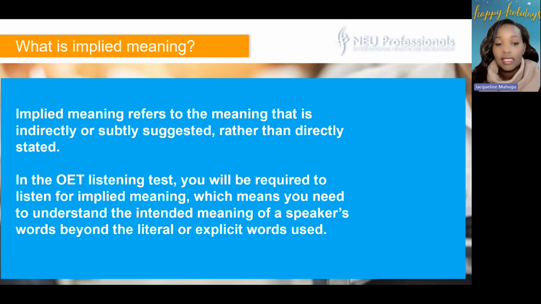So there will be a lot of listening for implied meaning, especially in part B and C. So practice listening for implied meaning. They've said one thing, but they're actually saying something else. And usually you'll find that the questions will also force you to listen for implied meaning. So practice doing that. So how do you do that?